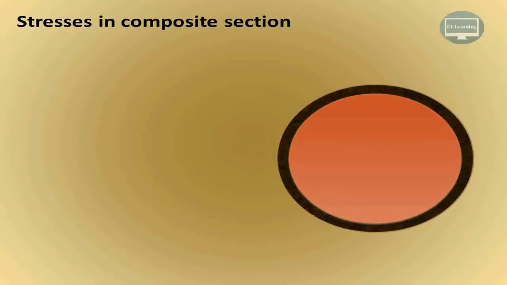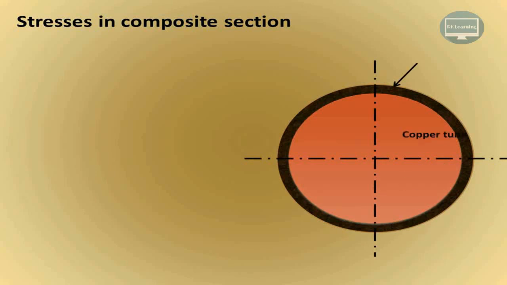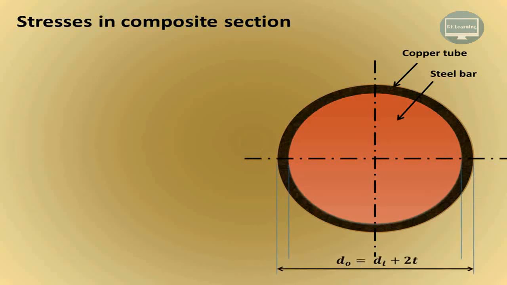Let us consider a hollow copper tube and the solid steel bar as shown over here. The outer diameter of the copper tube is DO as we have indicated over here, and inside diameter is DI. So this inside diameter is same as the external diameter of this steel bar, and therefore we have written DI is equal to D. The metal thickness is T.